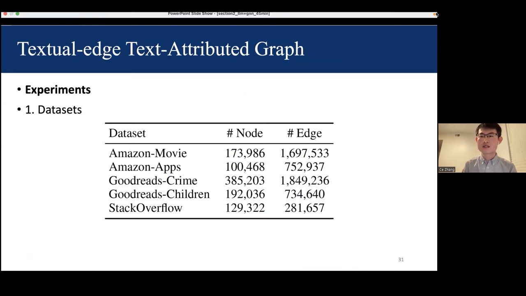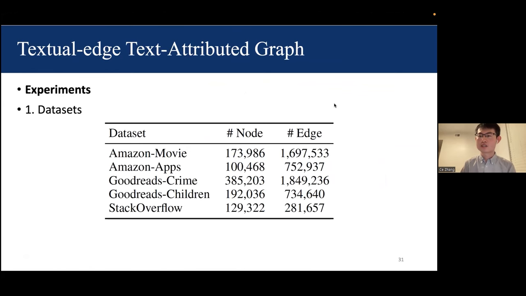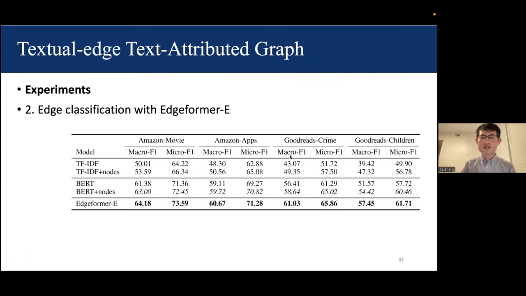So now we try this model on a few data sets to see the performance. For example, the first data set is an e-commerce platform data set from Amazon. And we have more than 173,000 nodes and more than 1 million edges. So first of all, let's look at the comparison of edge classification. Now we learn embedding for edge and we classify edge. Let's see the classification accuracy.